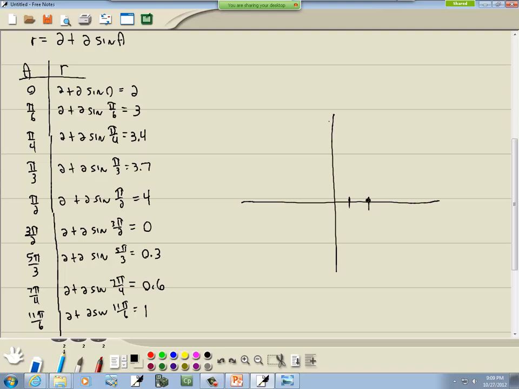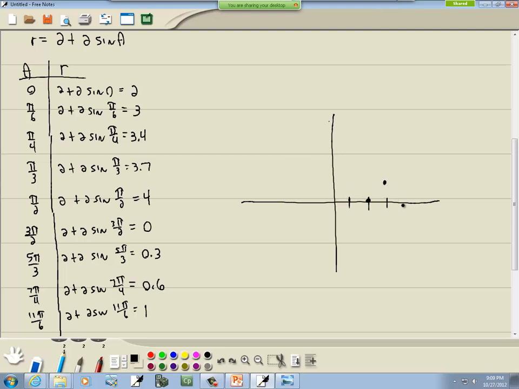Which would be right there. Pi over 6, that goes out a distance of 3. Here would be a distance of 3. Pi over 6, maybe eyeballing this. Like that. Pi over 4.